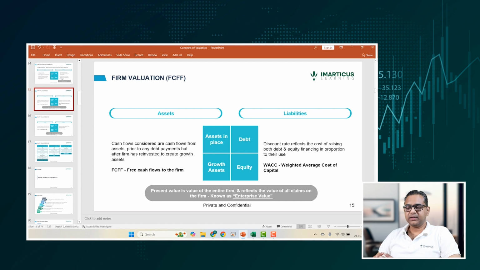So here we are talking about discounted cash flows. Free cash flows to the firm should be discounted by the weighted average cost of capital. That means the cost of capital which includes both cost of debt and cost of equity. So the discount rate reflects the cost of raising both debt and equity financing in proportion to their use. That is how we should do it, so that the numerator and the discount rate are in sync. Both belong to both debt and equity. Hence, we are doing firm valuation through FCFF and WACC. Present value is the value of the entire firm and reflects the value of all claims on the firm, known as enterprise value.